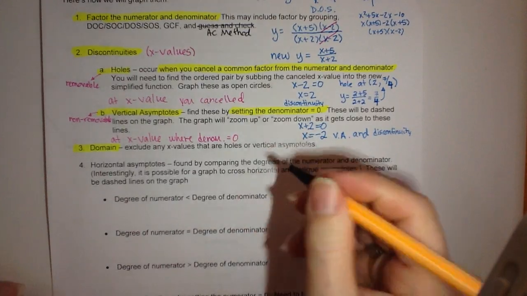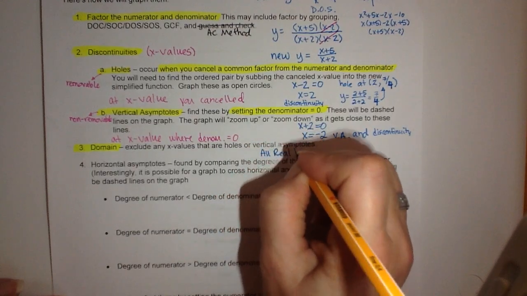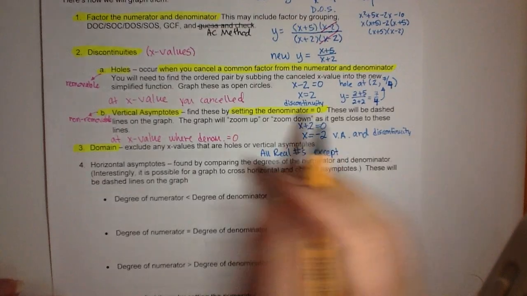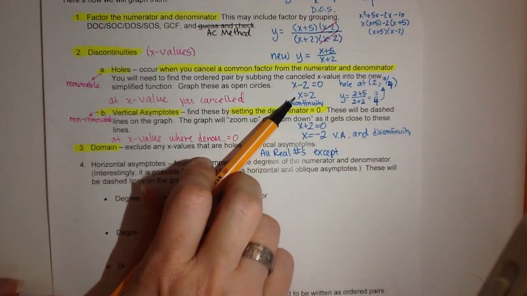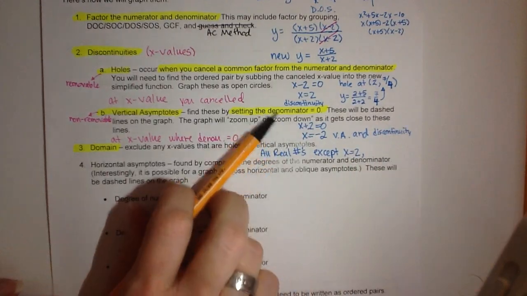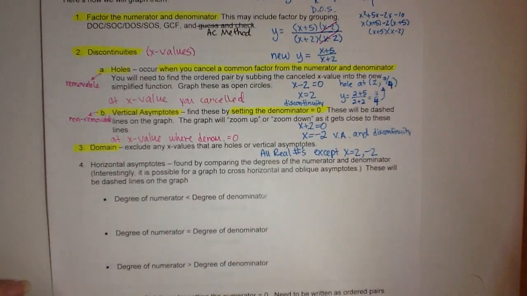So our domain is going to be all real numbers except the one that we had to leave out for the hole, which was x equals 2, and the one we had to leave out for the vertical asymptote, which was -2.